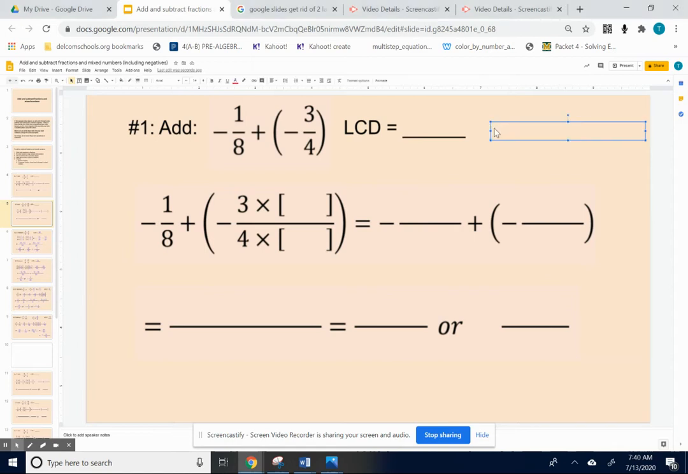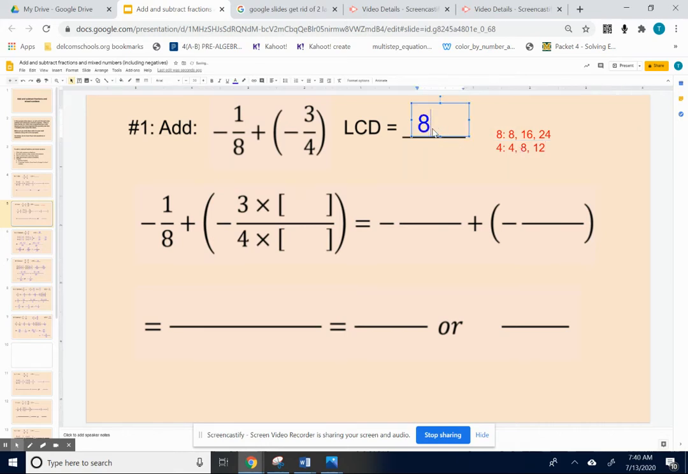So again, you don't have a text box for this, but this is just something I'm adding in. Okay, for 8, if you start counting by 8s, 8, 16, 24, and you start counting by 4s, 4, 8, 12, the first common number you get to is the 8. So 8's the common denominator, the least common denominator. Okay, so put that in.